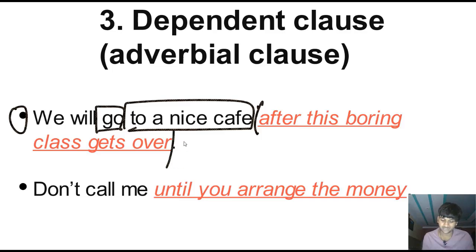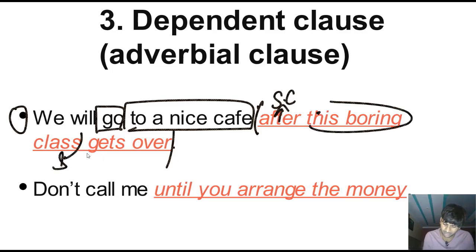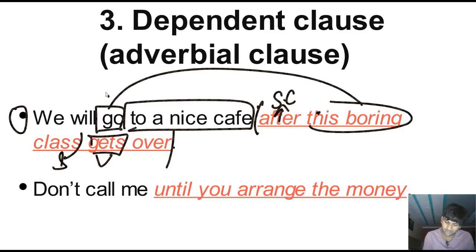So when will this action happen? When will we go out to a nice cafe? After this boring class gets over. So this is a dependent clause starting with the subordinating conjunction after, followed by the subject this boring class, and gets is the verb, right? So hence it's a clause, a dependent clause. We will go to a nice cafe, when? After this boring class gets over. So it's working as an adverb talking about the time of the action.